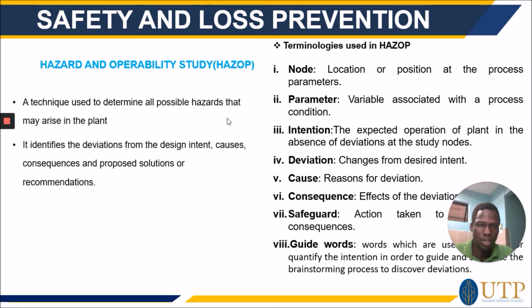4th is deviation, which refers to changes from the desired intent. 5th is cause, which refers to the reason for the deviation. 6th is consequence, which refers to the effects of the deviation. 7th is safeguard, which refers to action taken to alleviate the consequences. 8th is guide word, which refers to a word used to quantify or qualify the intention in order to guide and stimulate the brainstorming process to discover the deviations. Examples of guide words include less, more, none, reverse, among others.